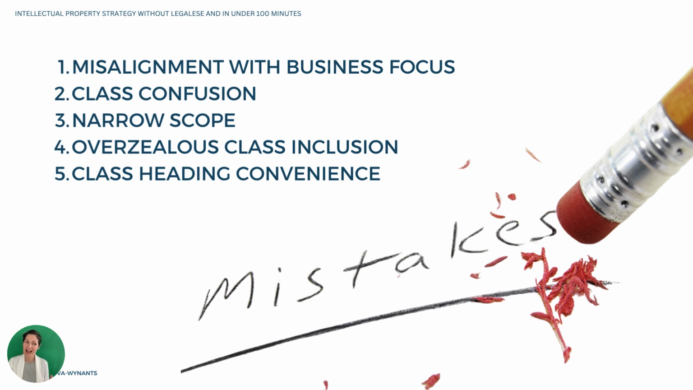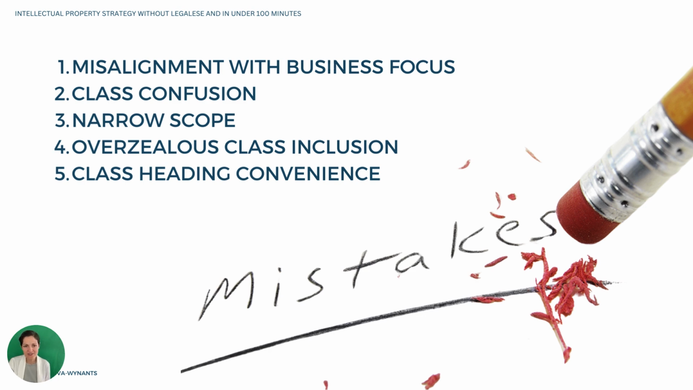Mistake number four: overzealous class inclusion. So while you have to think broad, you also must exercise restraint. Including unnecessary clauses increases the risk of infringing on others' rights. So stick to clauses relevant for your current and for your foreseeable offerings. No pet cages unless you plan on crafting them.